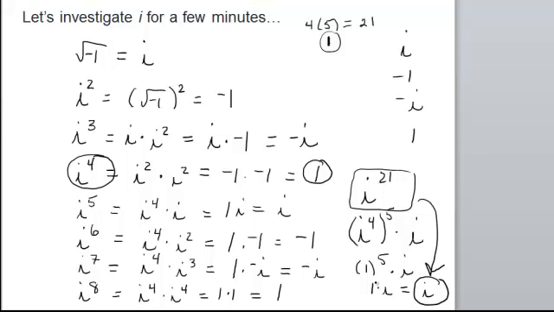This is just a nice little pattern you can follow. Anytime you want to simplify i to some large exponent, see how many i to the fourth there are, and you can pretty much just throw them all away, because it's always going to be 1 to some power, which is just 1. So whatever is left over is going to be your answer.